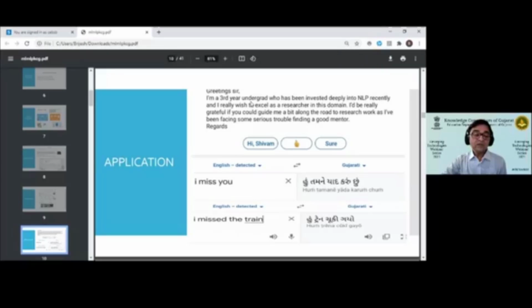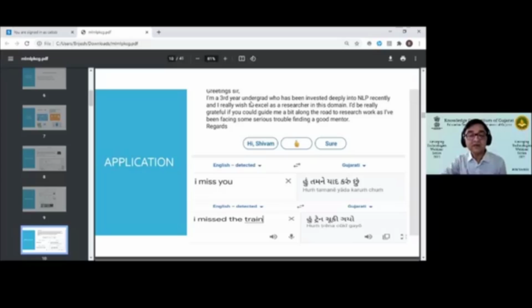But if you have noticed, it could disambiguate the word miss. Miss has more than one meaning. Here we are talking about two meanings of miss. One is miss in the sense of remembering. Actually, miss and yaad karu are not exact synonyms, if you notice. Yaad karu is remembering, right? But the meaning of miss in the sentence I miss you is not present in Gujarati. We don't have any word to translate this miss exactly.